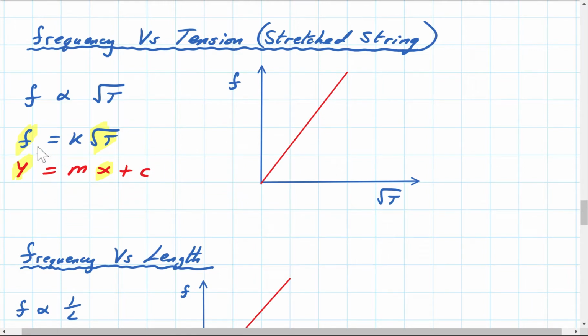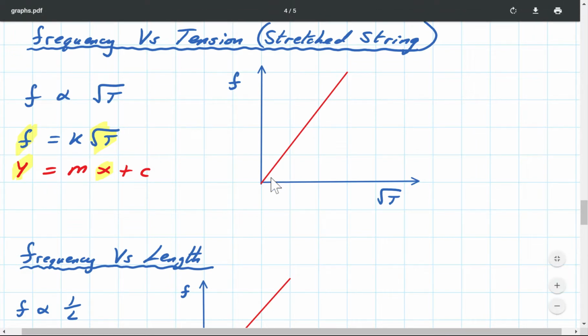And so if you correspond your equation to the equation y equals mx plus c, you'll see that frequency is a constant times root tension because of the proportionality sign, and root tension now corresponds to x, and the constant corresponds to the slope, and frequency is the y-axis, and c is 0. In other words, there is no y-intercept. It goes straight through the origin.